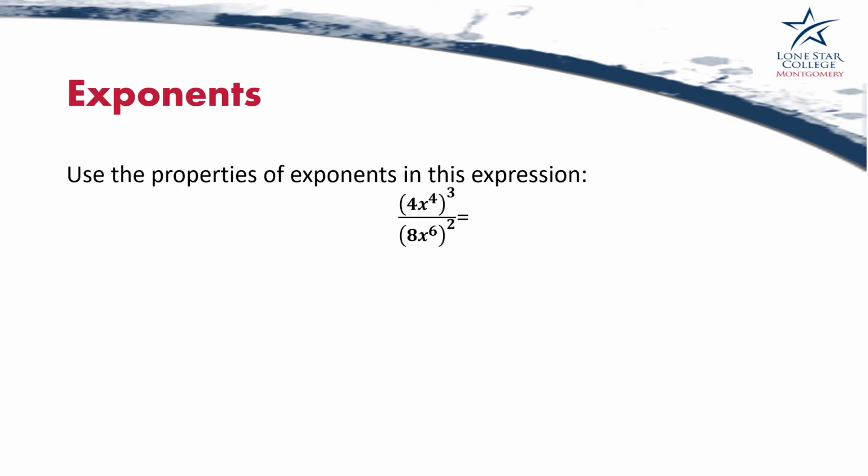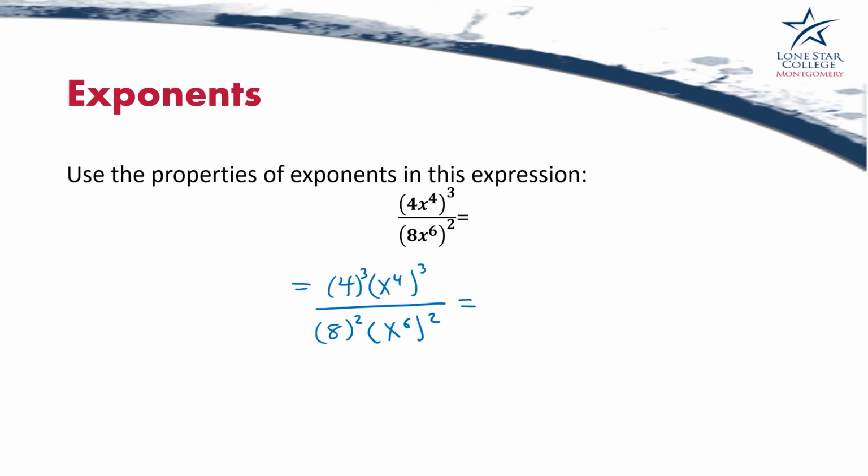So it would look something like 4 raised to the third times x to the fourth raised to the third. And then we can do the same thing on the bottom. So it'll be 8 to the second times x to the 6 raised to the second. So when we do that, now we actually simplify it.